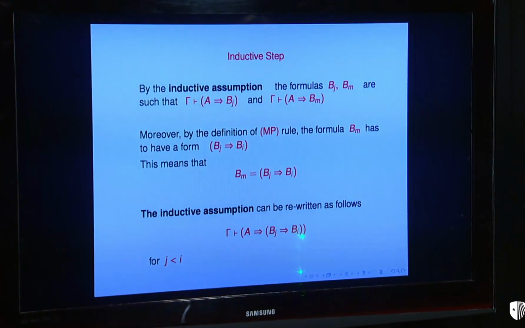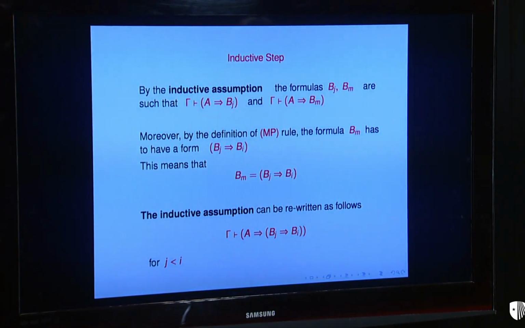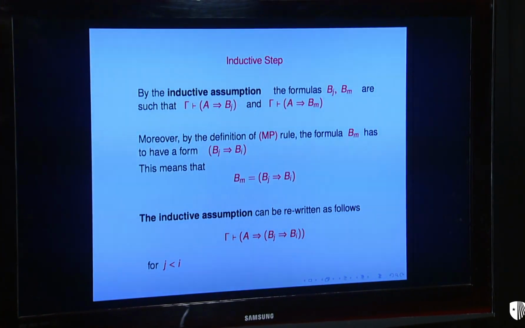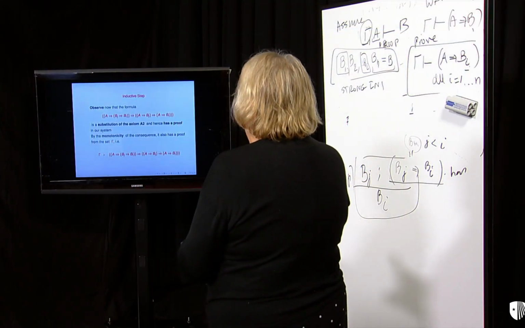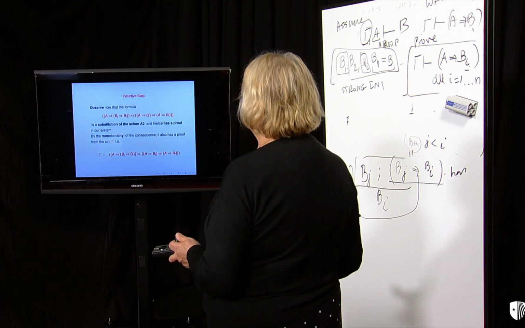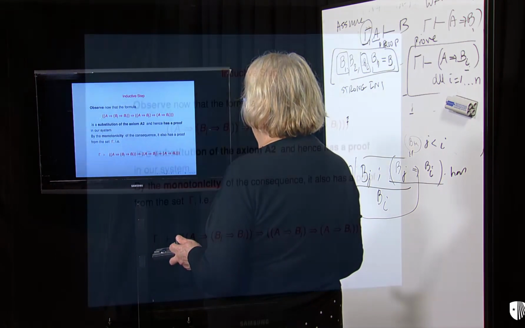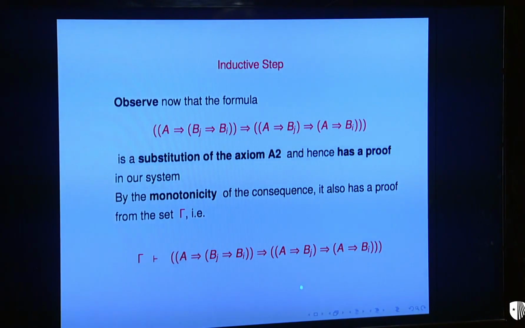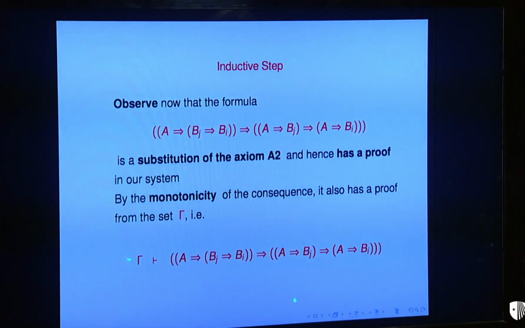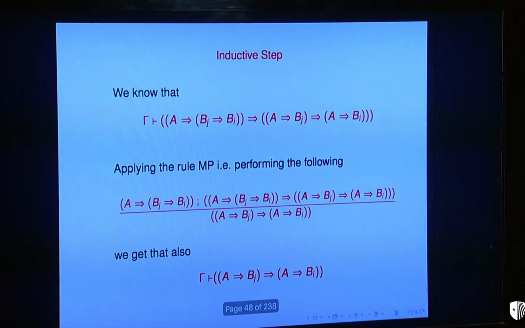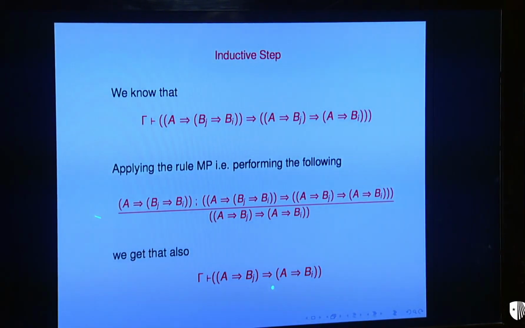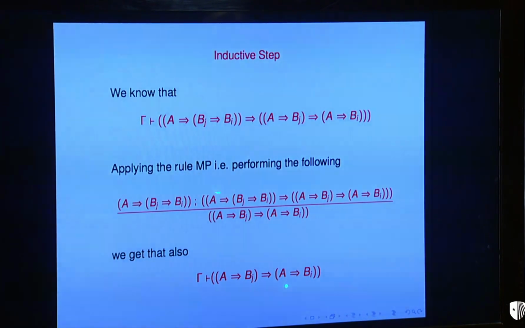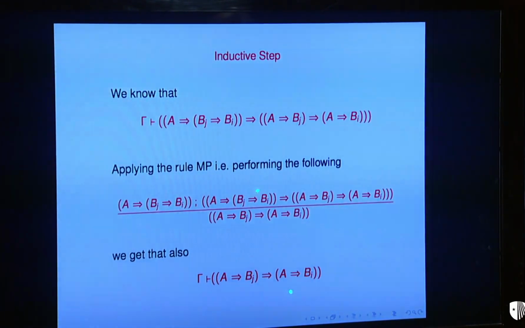It always happens for I and J less than M. So now we have the beautiful substitution of axiom 2, which has a proof because you can always put an axiom in your proof. So by monotonicity of consequence, you can put gamma in front, and now I have this and I have this. I can cut these pieces and I have the proof A implies Bj implies A implies Bi.